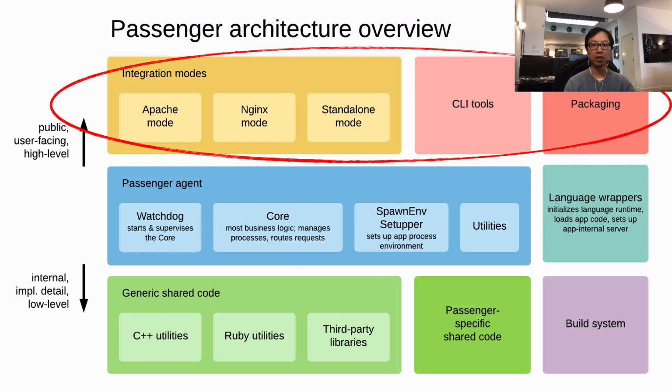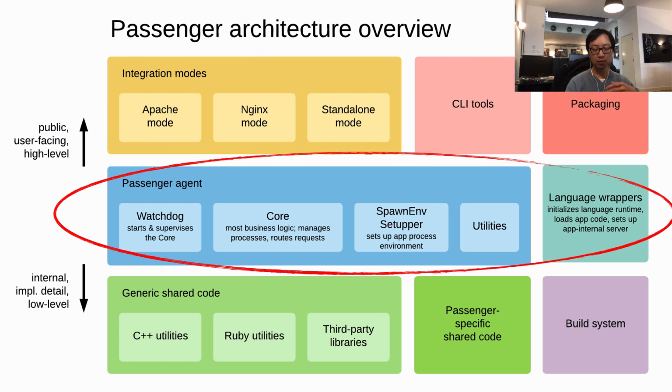The top layer implements high-level, user-facing business logic. For example, the Apache and Nginx integration and the configuration options that come with them are part of this layer. Command line tools and packaging are part of this layer as well. However, the integration mode package is deliberately kept as small as possible because we want to minimize duplication of effort between the different integration modes. Most of the business logic is actually in the middle layer, which implements high-level business logic that is not directly user-facing. The Passenger agent is the biggest package in this layer, and all the integration modes delegate most of the logic to this entity.